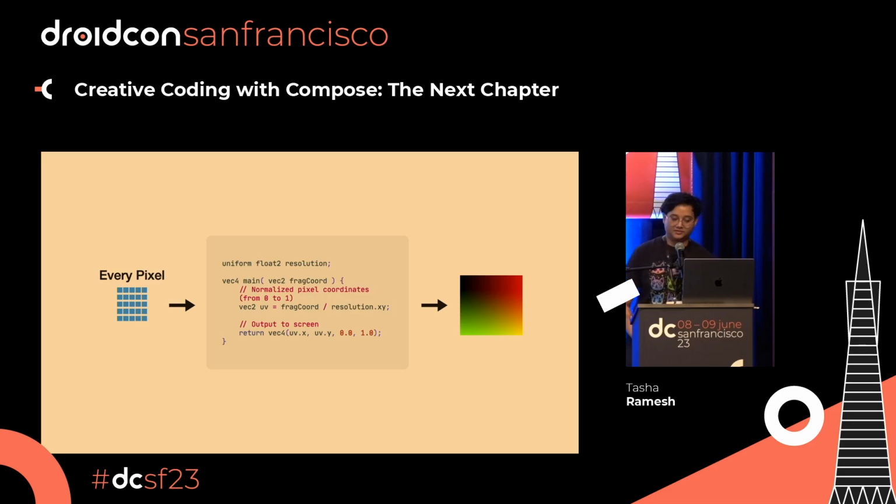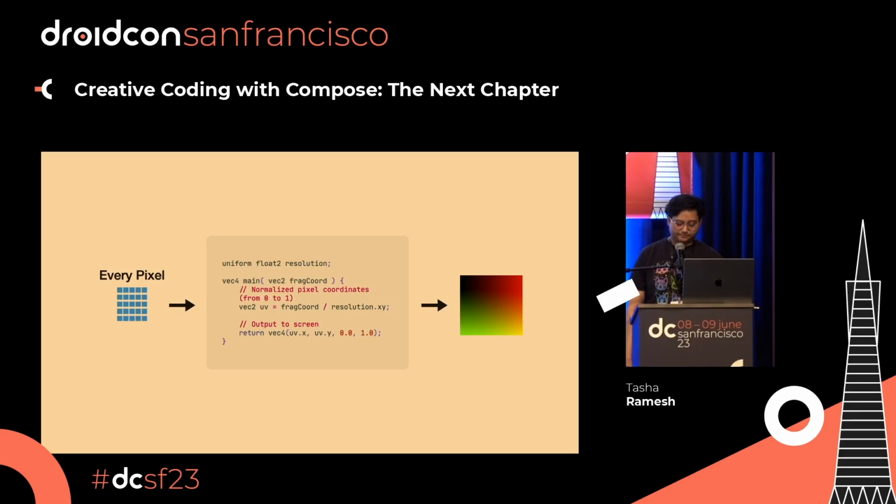So the first thing to note is that shaders run on every pixel, and it allows us to define the color for every pixel that it runs on. Now, this is what a shader looks like. And this is written in AGSL, or Android Graphics Shading Language, which is similar to other shading languages out there. And this is what you would use if you were trying to use a shader in Android.